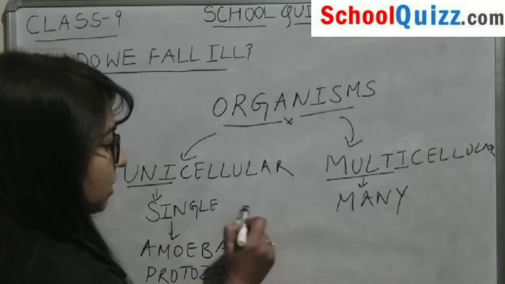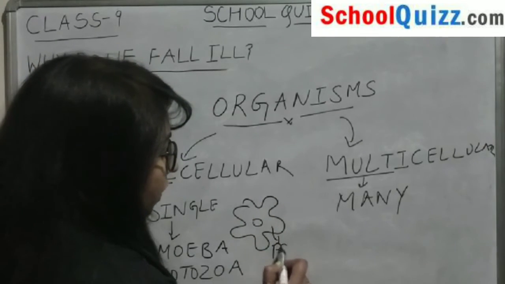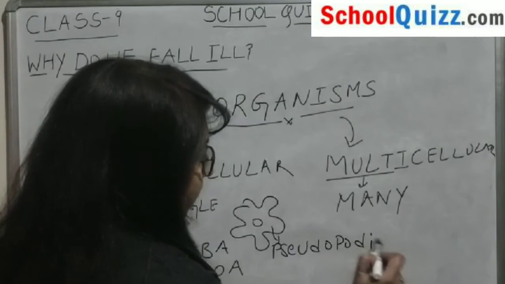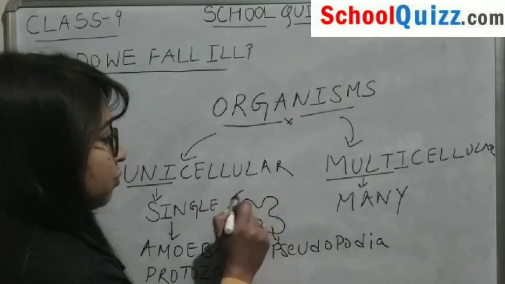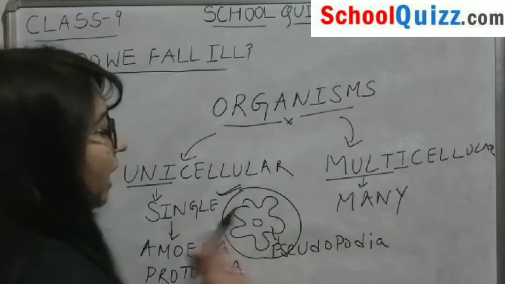So this is the shape of amoeba, and these are the pseudopodia of amoeba, and this small cell will perform all of the processes inside it.